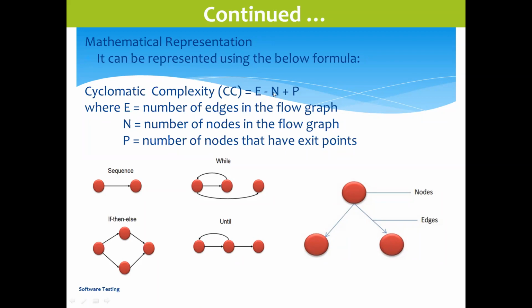Suppose 8 edges are there, 6 nodes are there, 8 minus 6 is 2, plus 1 entry exit point is there, plus 1, 2 plus 1 is 3. So if the result is coming more than 5, then they can define that this is a complex one. If it is coming below 5 after applying the formula, then that is an easy one. They can consider it in that way. If the result is 8, 10, 15, then they can consider, oh, this application is very complex. This project is very complex. If the result is 2, 3, 4 only, they can consider, okay, this is very simple.